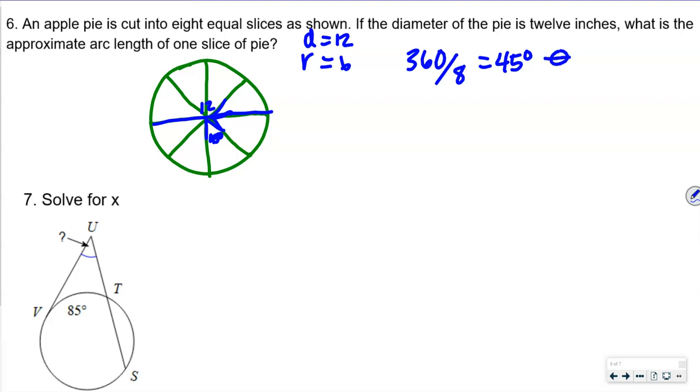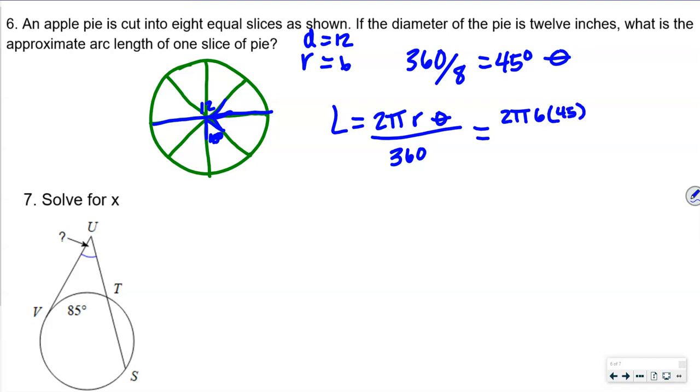So this is going to be our theta, right? And this is going to be our r. So length is equal to 2 times pi times r times theta divided by 360, right? So we're going to go 2 times pi times 6 times theta, which is 45, and divide all that by 360.